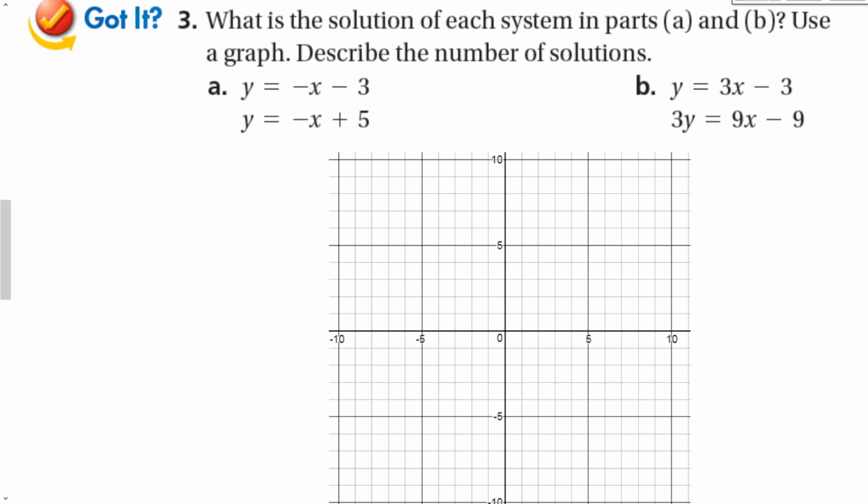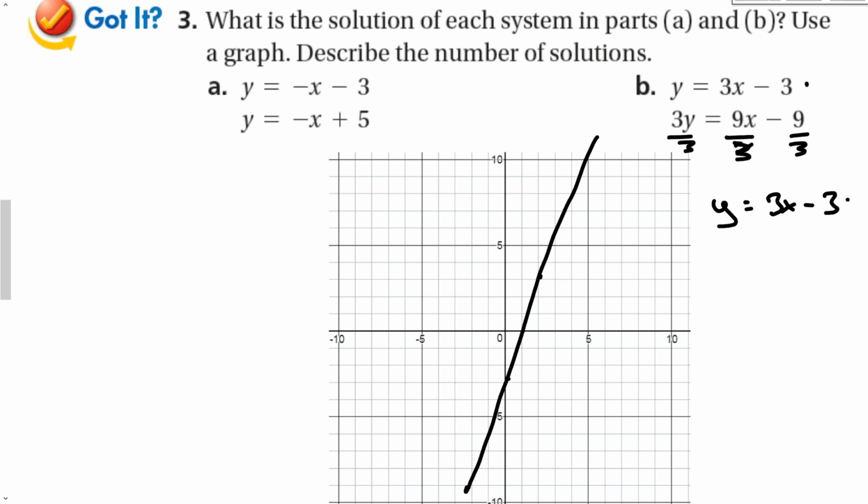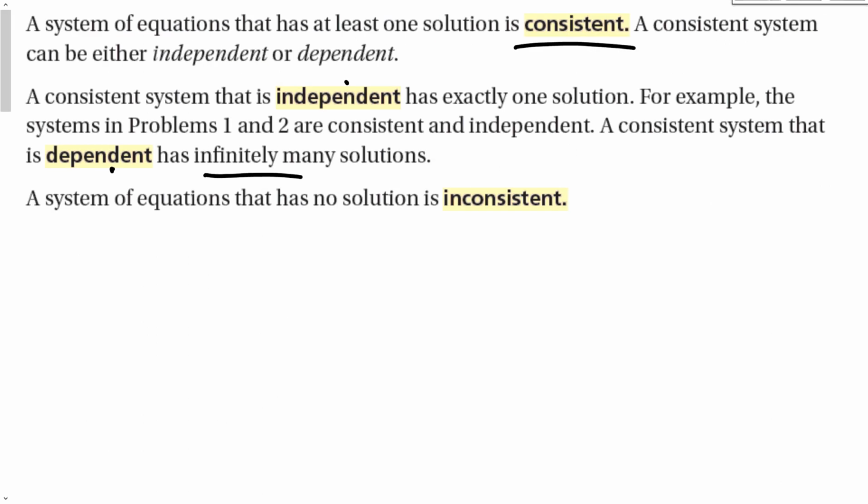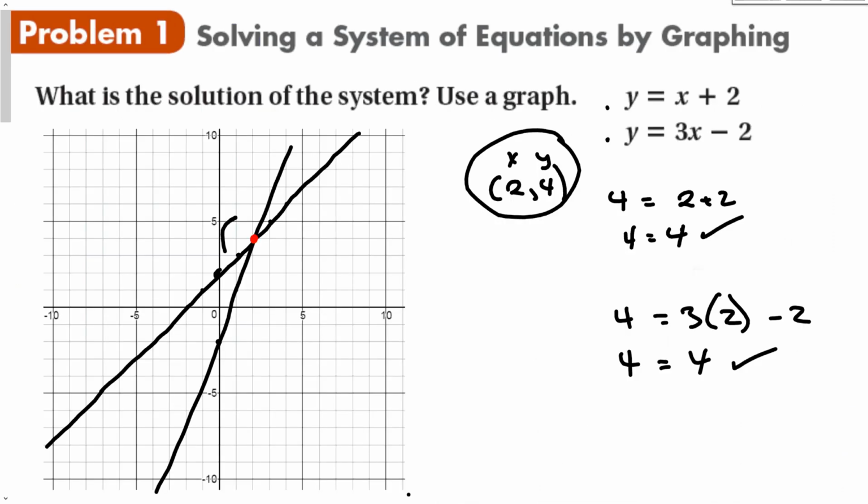And for the second one, I have to divide everything by 3 first. After I do that, I get y is equal to 3x minus 3. And I notice that I have the same line. So if I were to graph this, minus 3, 3x, up 3, right 1, up 3, right 1, I would graph the same line. So these two systems would be consistent, dependent. And if we get one answer, like this problem, then that's consistent, independent.